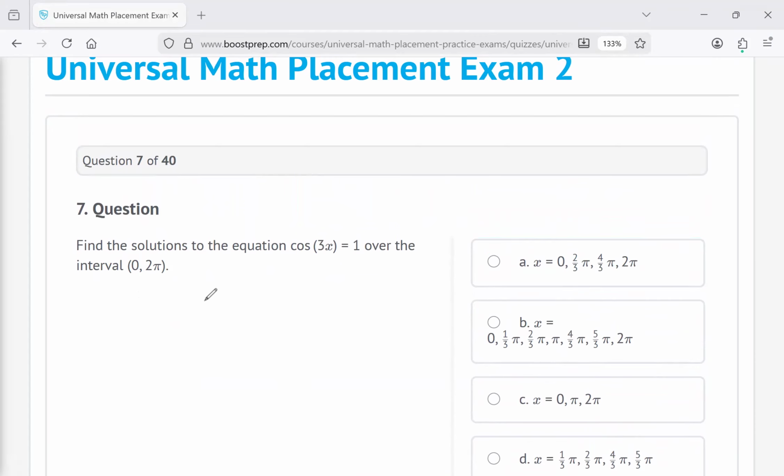Find all the solutions of the equation cosine of 3x equals 1 over the interval 0 to 2 pi. What I would do is ignore the 3x and figure out what angle, because if you look at all the choices, it's in radians, not degrees. What angle in radians is going to give you cosine of +1 from 0 to 2 pi?